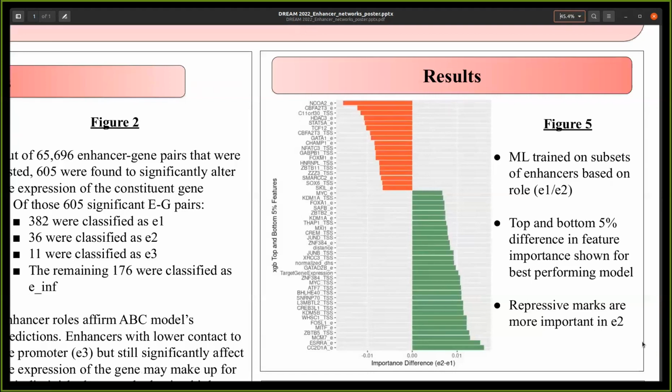You can see a lot of repressive marks that are really important in E2 that were less important in E1. This may lead to the conclusion that E2s are repressive elements. However, in the Gasparini dataset, it was only called a significant enhancer if it downregulated the expression of the gene when it was blocked. That means that these aren't repressive elements because when they were blocked, the gene expression actually went down. This is a bit of a mystery, but there are some interesting results showing repressive complexes actually being used in a positive manner. This may point to some of those similar results.